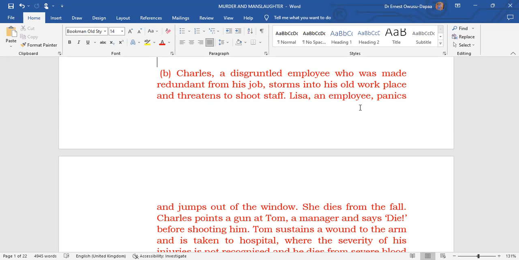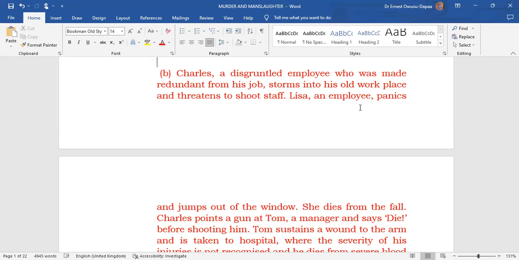So the first contributor was at least using the language of causation, which was good, although he didn't mention causation, but his explanation suggests that he was trying to find out whether the death of Lisa was actually caused by the fall. And if it was caused by the fall, who made the fall come about? Is it Charles? Yes, sir. That is where causation comes in.